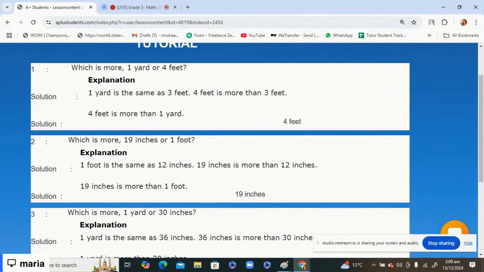So which is more, 1 yard or 4 feet? Obviously the feet, because 1 foot is equal to 0.33 yard, and here are the 4 feet. So 4 is greater as compared to the 1.